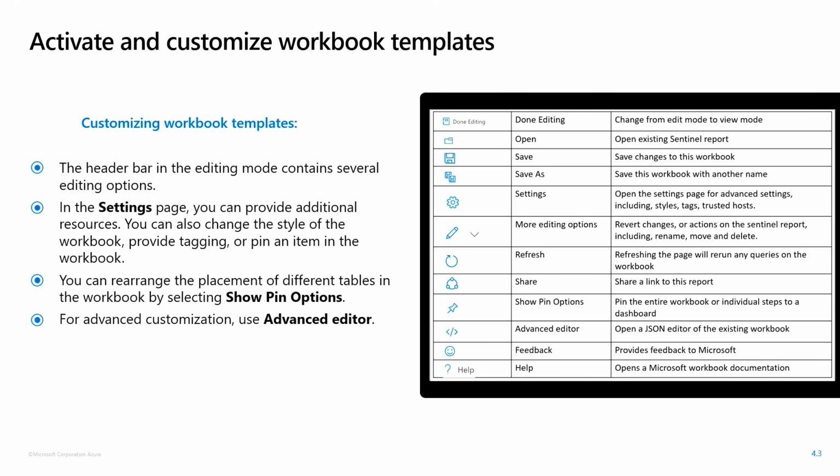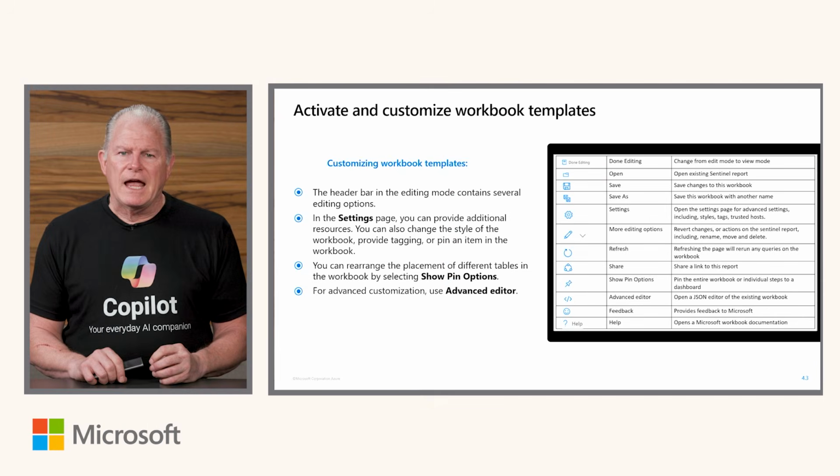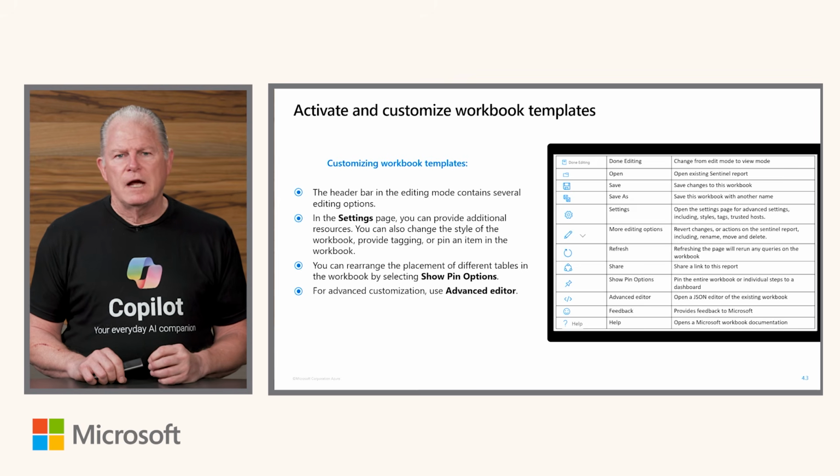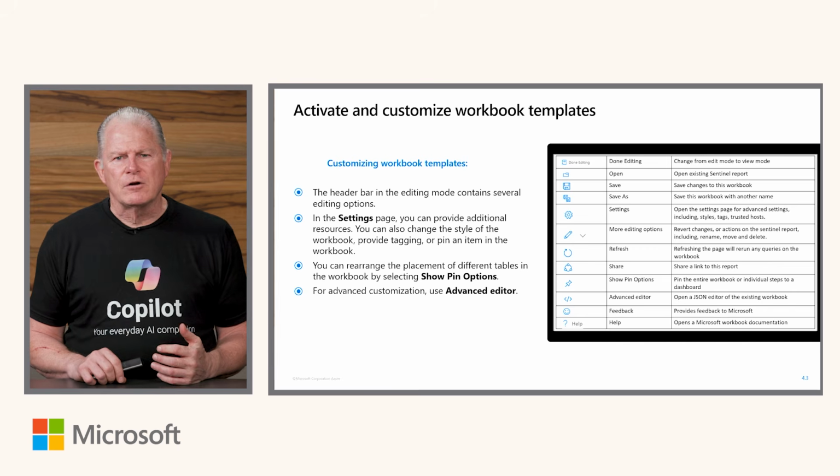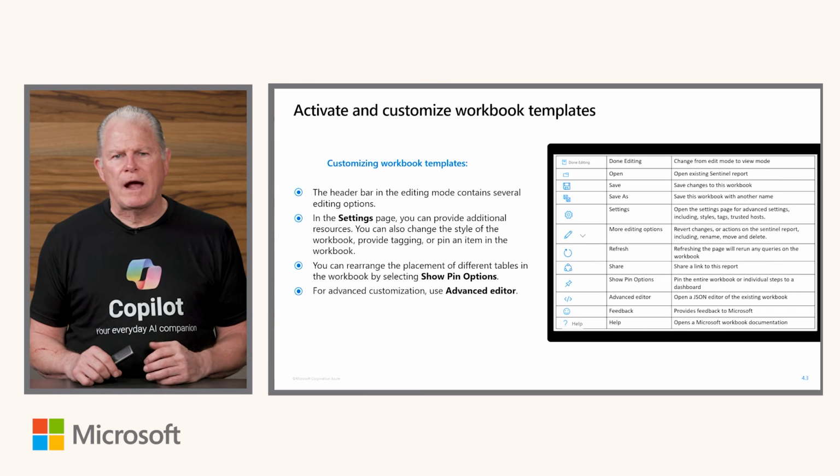Saved workbooks in Microsoft Sentinel are available on the My Workbooks tab, where you can further customize them to suit your needs. You can select Edit to open a workbook in edit mode, allowing you to add or remove items and provide additional customization. Key features of customizing workbook templates include adding or removing items such as charts, graphs, and tables to your workbook.